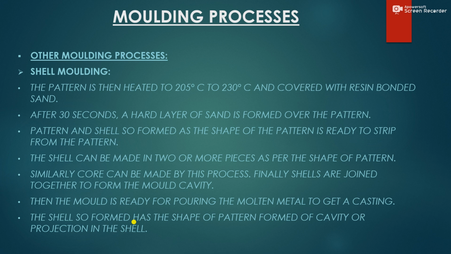Similarly, in case you need to prepare a core with this process, take whatever shape you need and again spray it with resin, that is, silicone grease. Then you dip it in resin bonded sand. After heating it for 30 seconds up to a particular temperature, you will get the same hard layer of sand on the core. Then once you have the core, you can place the core on it.